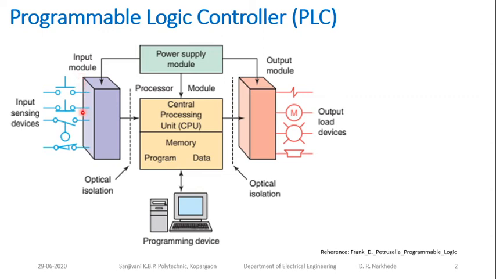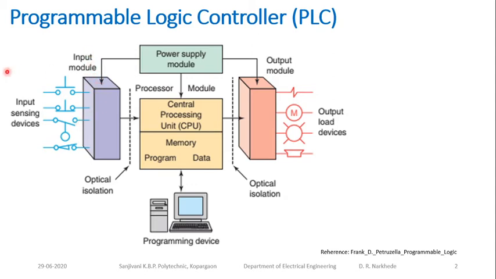Now here you need to take one care: if it is a 24 volt input module, then all the signals coming to it must have the same voltage level, that is 24 volt. Now this is the start push button. If the start push button is connected to 230 volt, you cannot directly connect it to the DC input module of 24 volt. Okay, so that precaution you have to take, that whatever input sensing devices you connect to the input module must have the same voltage level.